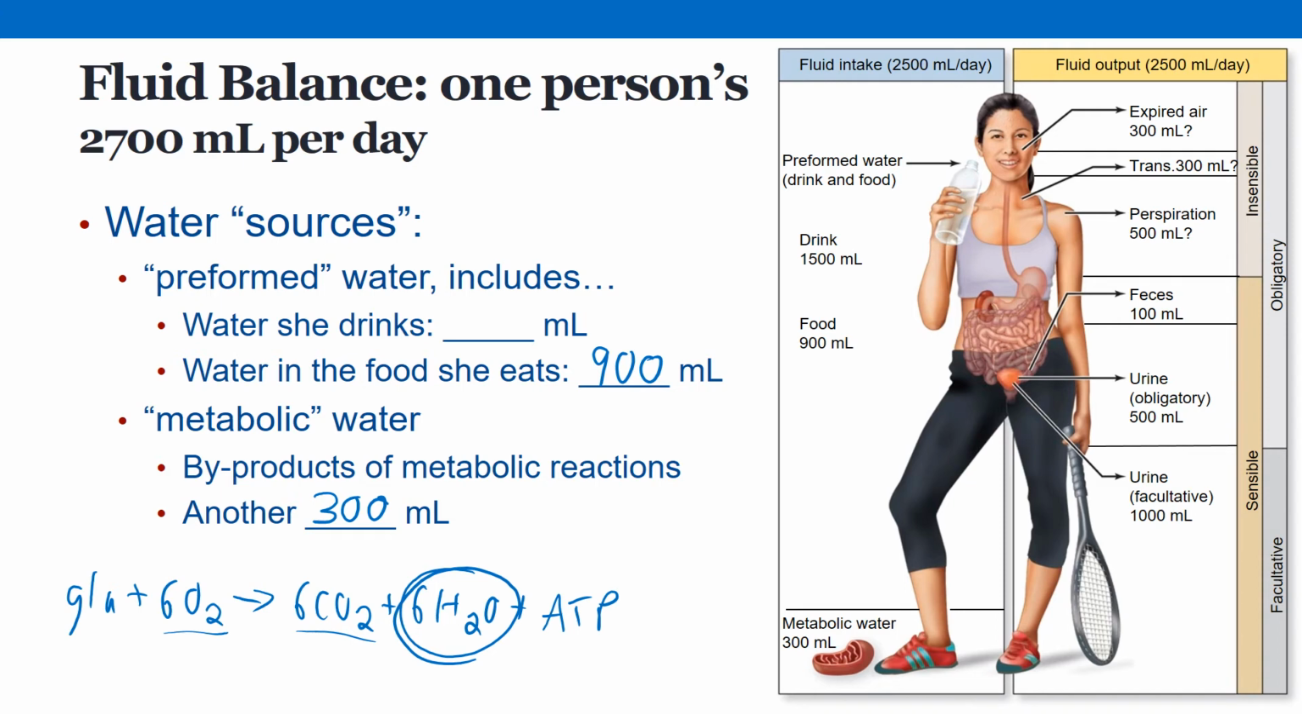But if you do your math, that's 1,200 milliliters. That leaves us with our person needing to drink 1,500 milliliters a day to get that 2,700 recommended daily intake. And that 1,500 milliliters, 1.5 liters, looks a lot closer to those 8-ounce glasses that they tell us we're supposed to drink. So maybe that's where that comes from.